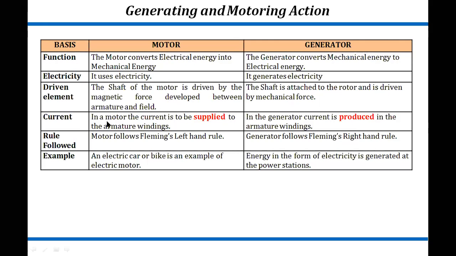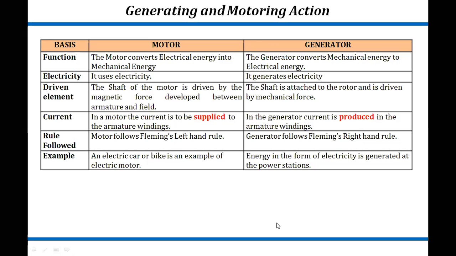If you see about current, in a motor the current is to be supplied to the armature winding. It means we can give the power supply to the armature winding, and the armature winding is nothing but the rotor of the motor. Rotor means the rotational part of the DC motor.